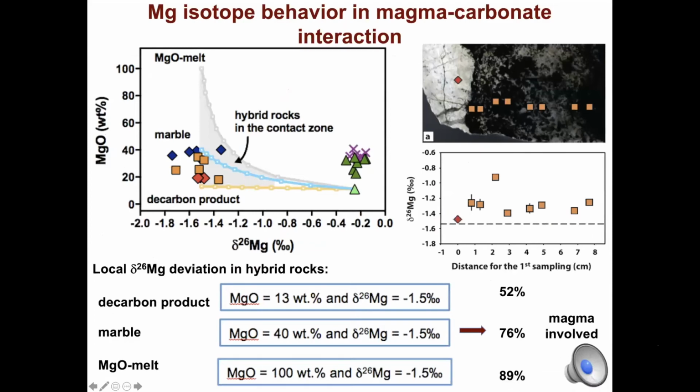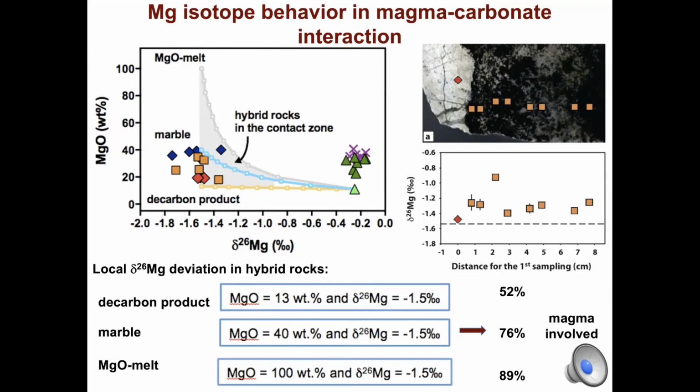Now we rationalize what happened for the magnesium isotopic compositions. For pyroxene in the intrusive rocks, their values are in the mantle range. For carbonate minerals from xenolith and hybrid rocks in the contact zone, they are consistent with the marble values. For whole rock of hybrid rocks in the contact zone, most of them are consistent with marble values, but there are exceptions. We think the abnormal values may be local deviations.